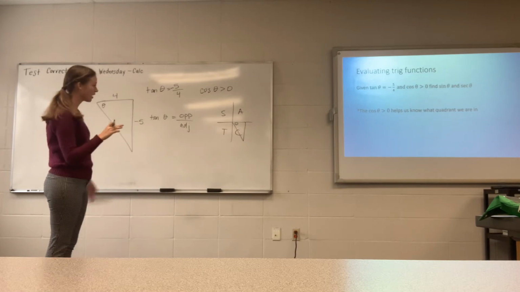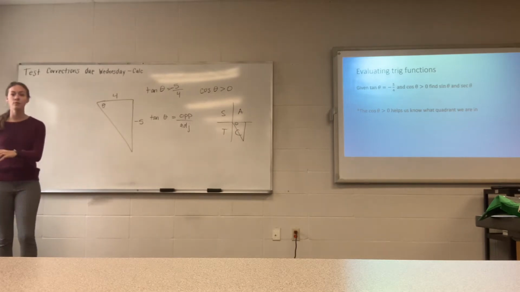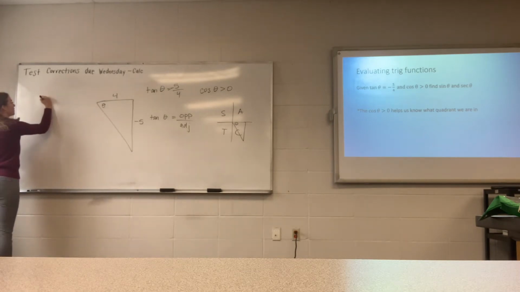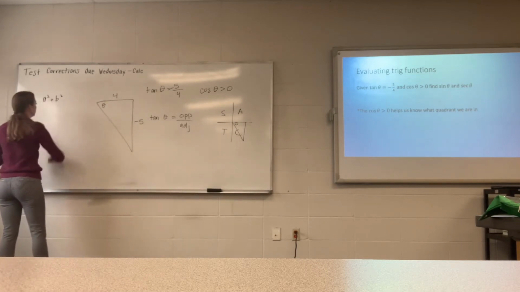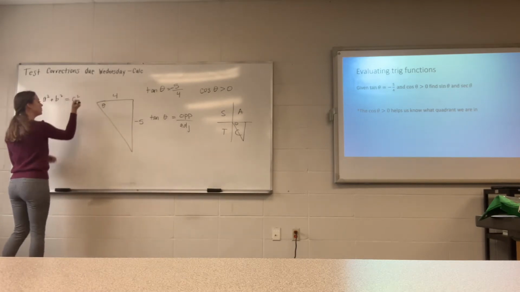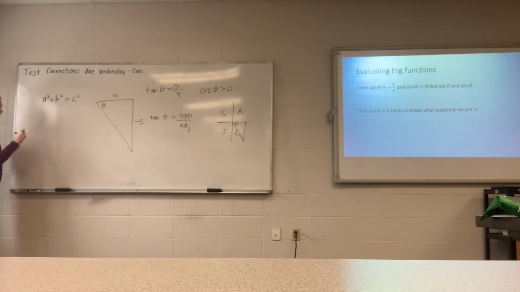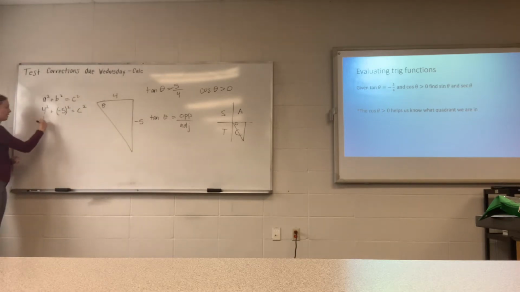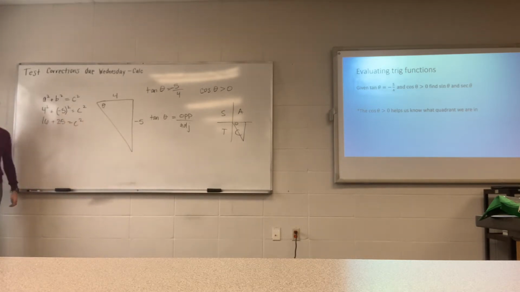Once we have our triangle, we can use the Pythagorean theorem to find our other side, and then we can just use the triangle to find the sine and the secant to answer my questions. The Pythagorean theorem is a squared plus b squared equals c squared. So Alyssa, what do you think my a and b are going to be? 4 squared plus negative 5 squared. Yeah. So 4 squared gives me 16, and negative 5 squared gives me 25.